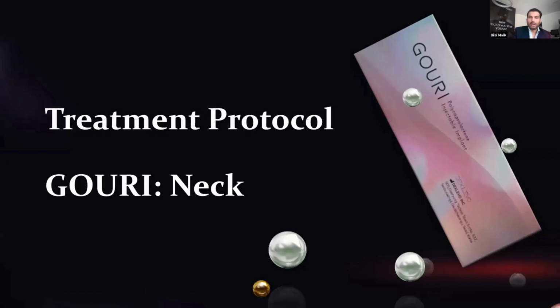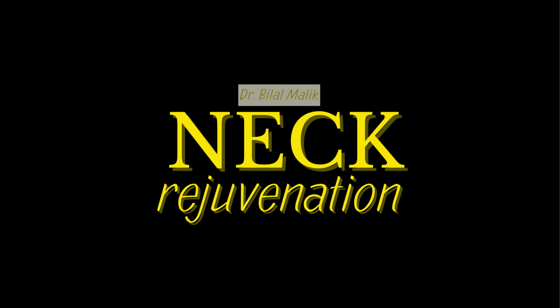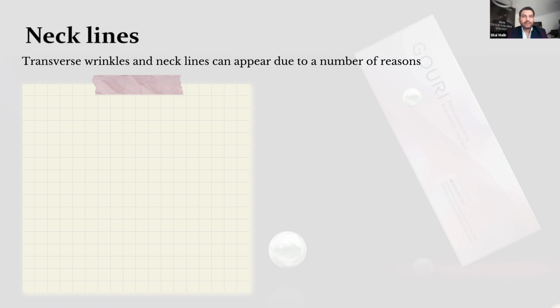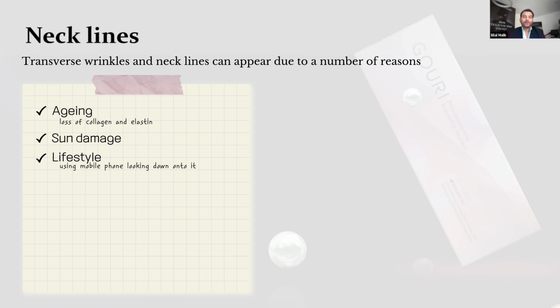And we're going to talk about how to treat the neckline. So transverse wrinkles and necklines can appear due to a number of reasons: aging, loss of collagen and elastin, sun damage, lifestyle, work. And as we all know, these days we are all using our mobile phones for extended periods of time. Looking down onto the phone ends up giving us a bit of a double chin, a bit of lax skin under the chin area.